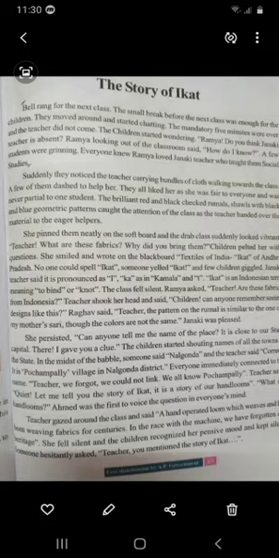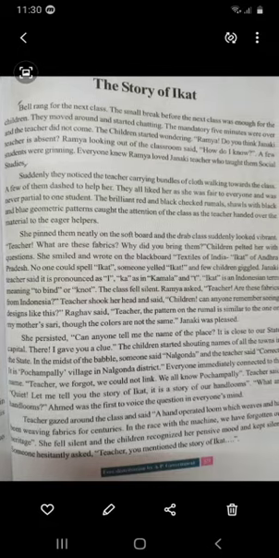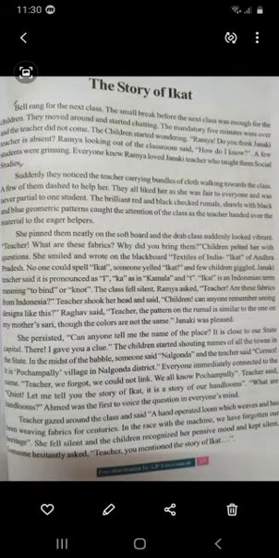And she told them Ikat is an Indonesian term. The word Ikat originated in Indonesia. The meaning of the word is to bind or tie. She told the class that Ikat is an Indonesian term, and the meaning of the word is to bind or tie.